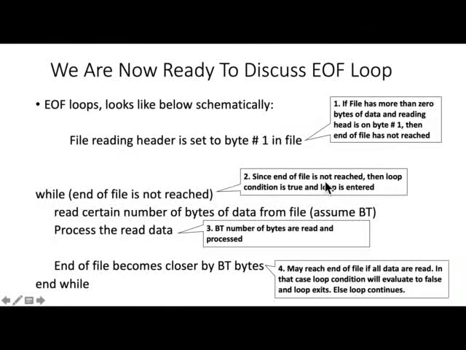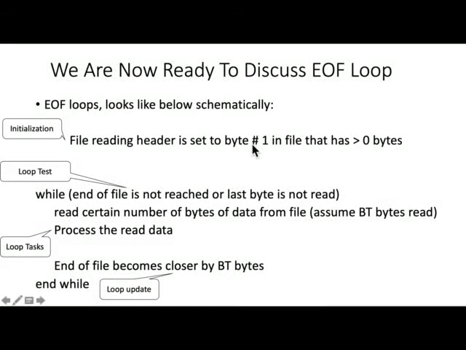Remember I said there are 4 parts to every loop. So we're going to show where those 4 parts are in the EOF loop. They're like this. The file reading header is set to the first byte, byte number 1, and we have to assume the file has more than 0 bytes. You're not going to read an empty file. That's the initialization of the loop condition.